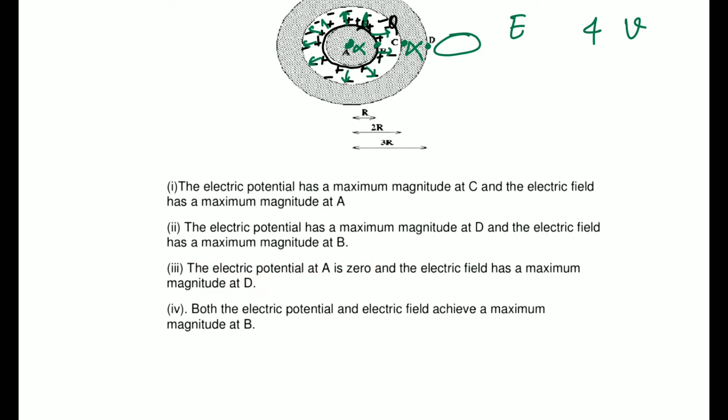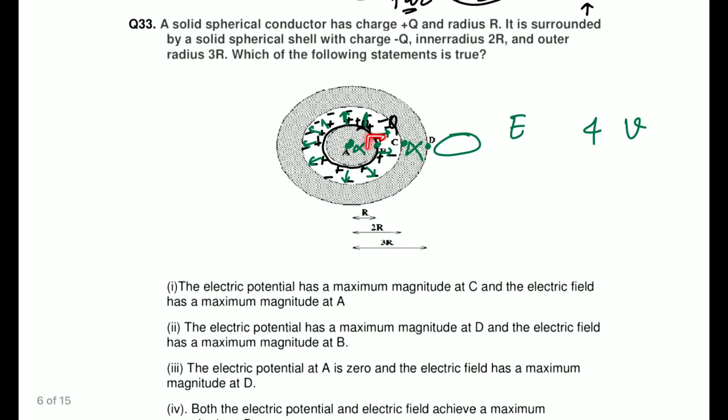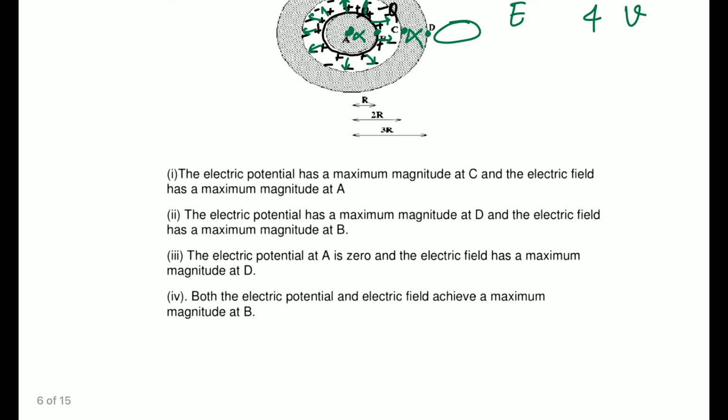The electric potential at A is actually 0. And the electric field has a maximum magnitude at D. No, this is again wrong. Both the electric potential and electric field achieve a maximum magnitude at B. This is correct, because we have suspected that at point B your E as well as your V is actually equal to 0. So the answer to this question is option number 4.